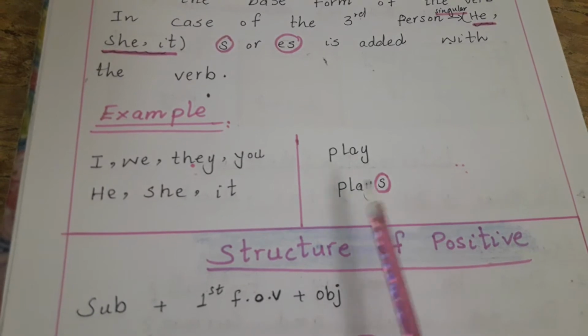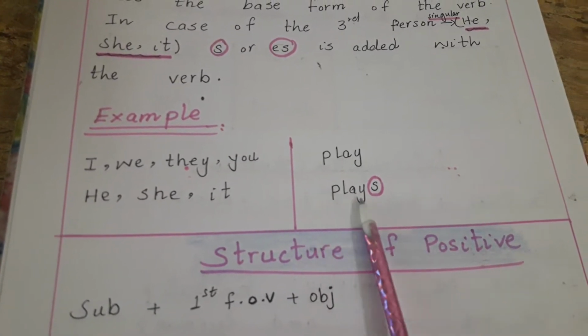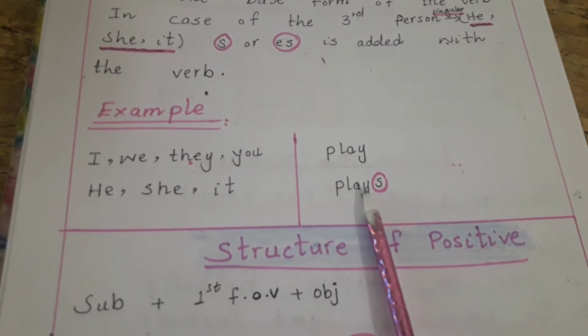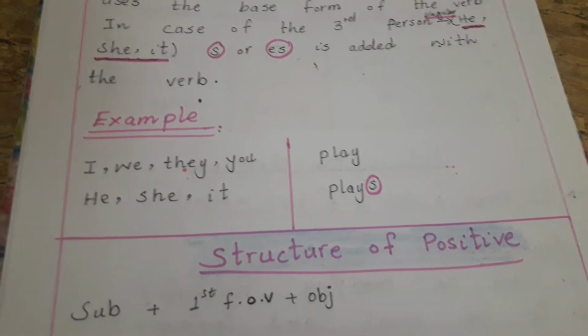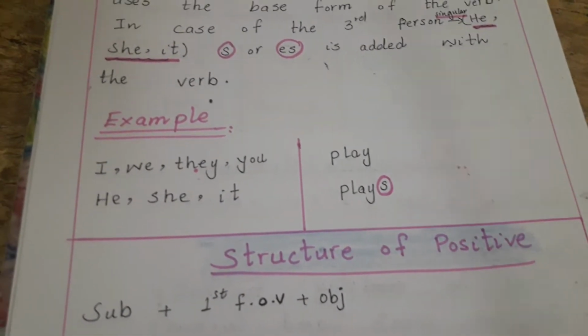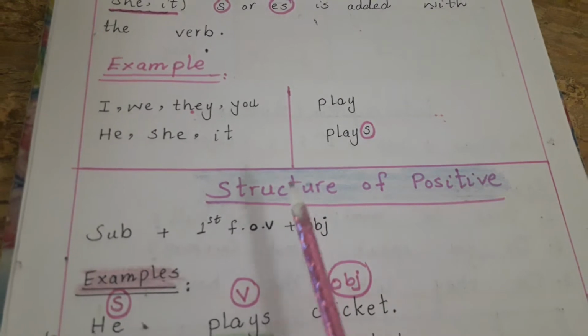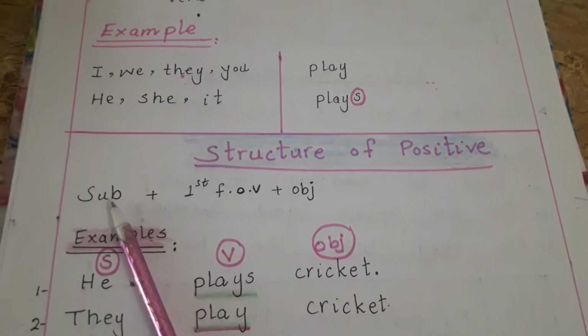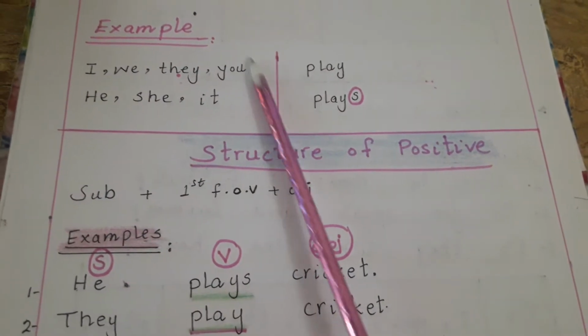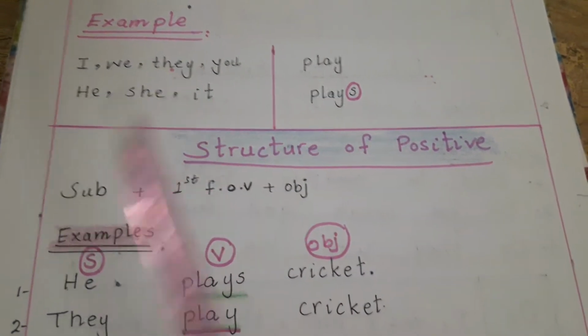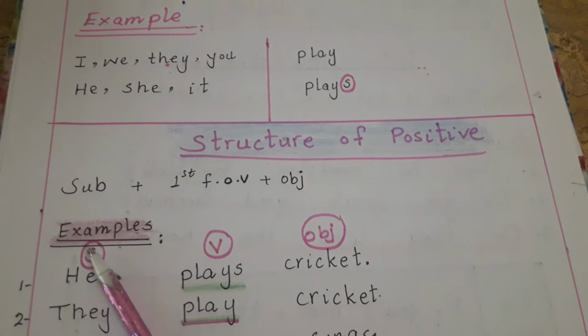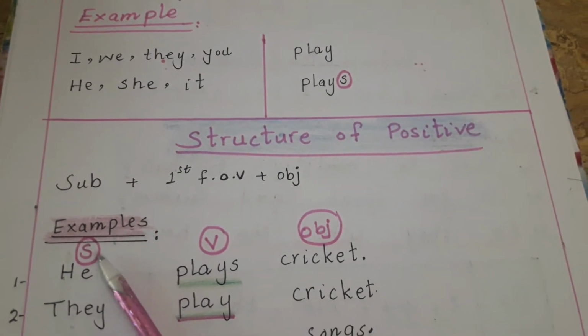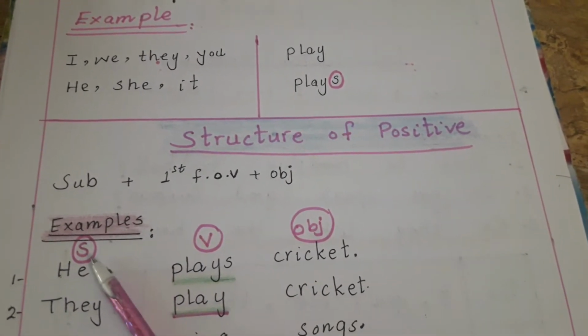And in the same way, if the verb is different, in some verbs we add es and in some verbs we add s. So first see the structure of the positive sentence. First we write the subject like he, she, it, I, we, they, you. These are all called subjects, or it can be the name of a person also, like children, like Ali, like any girl's name, Arfa.